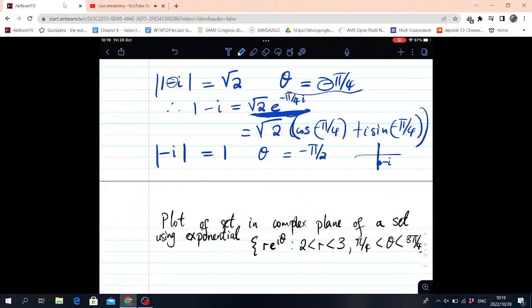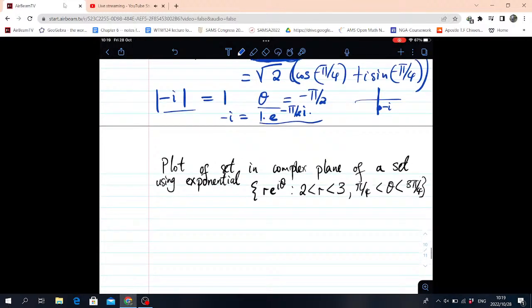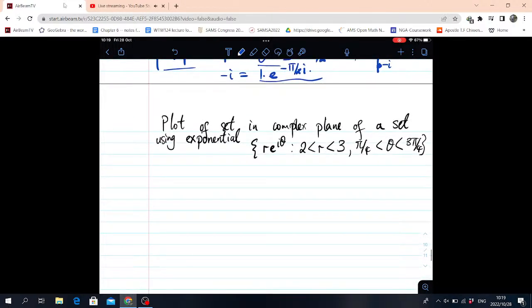Now that we've got the modulus and the theta, you can write minus i as being equal to 1 times e to the minus pi over 2 i. And that's how you write it in the shorthand polar form. And that's that. Right. So that's how you tackle those types of questions. And I'm going to do this one as the last one before we stop.